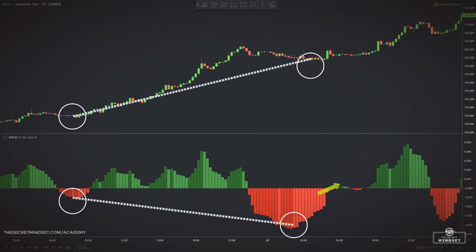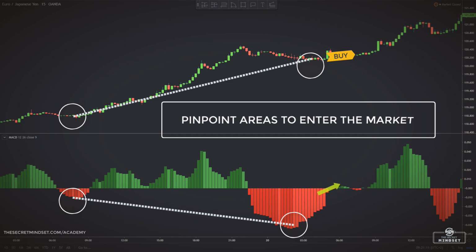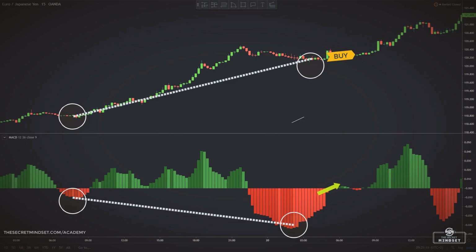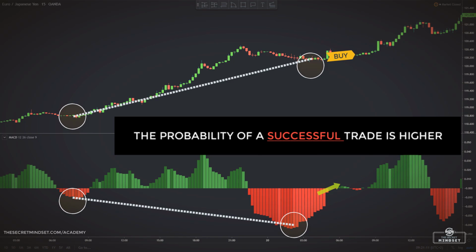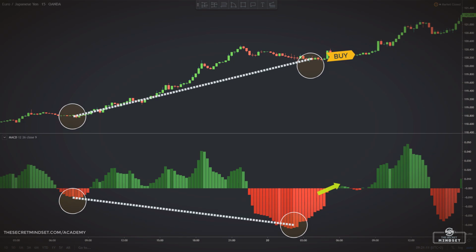The hidden divergence is an exceptional market tool that can pinpoint areas to enter the market and eliminate some of the guesswork created by false trading signals. Divergences, although not perfect, are very powerful techniques to use. Since hidden divergences usually occur on minor retracements, the probability of a successful trade is higher, since chances are you are still trading with a trend and not against it.